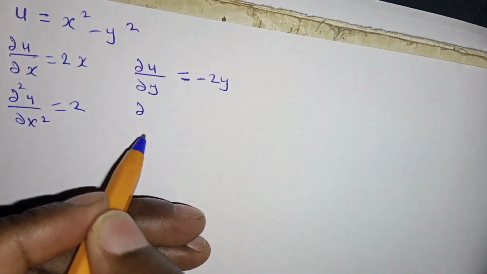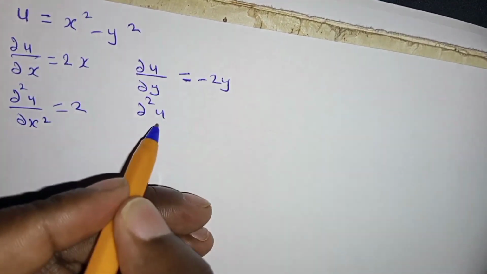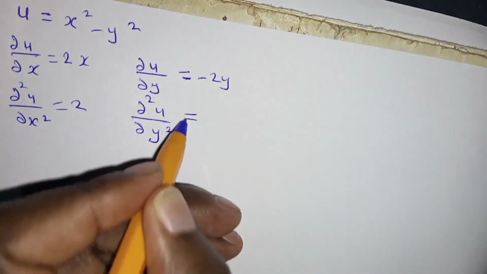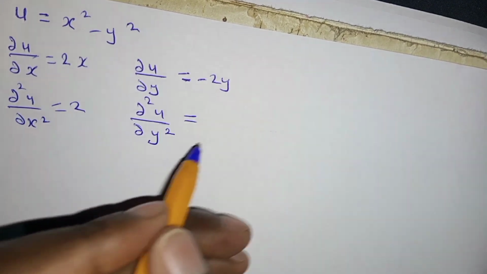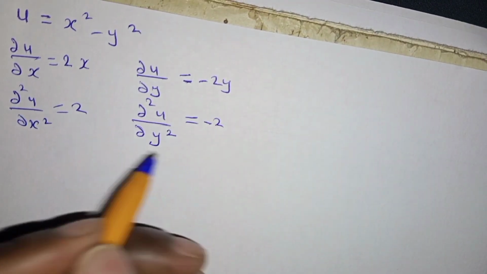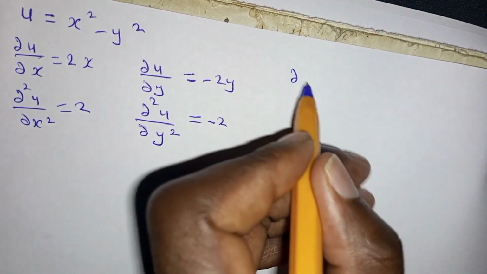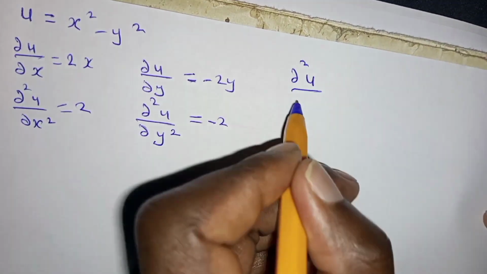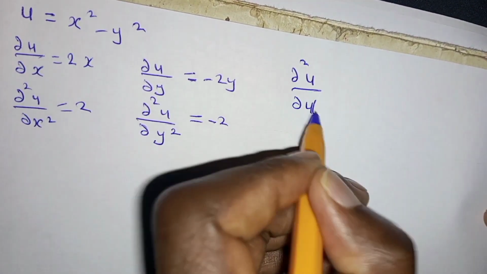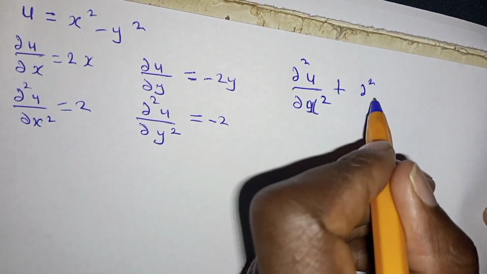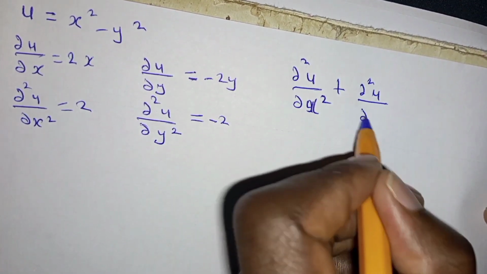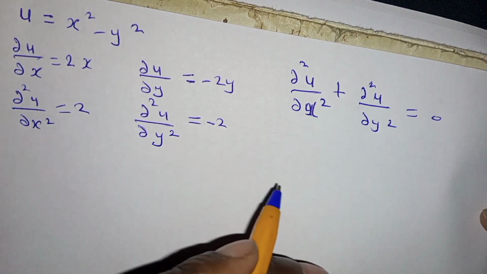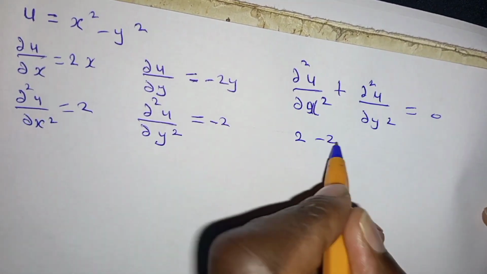Then you get the second partial derivative of u with respect to y, which will give you negative 2. Then you check the Laplace equation, which tells you that the second derivative of u with respect to x plus the second derivative of u with respect to y should give you 0. In our case, you have 2 minus 2, which is equal to 0.